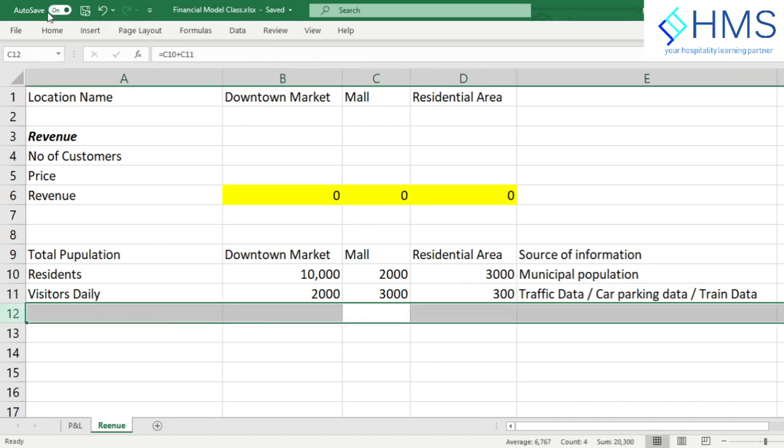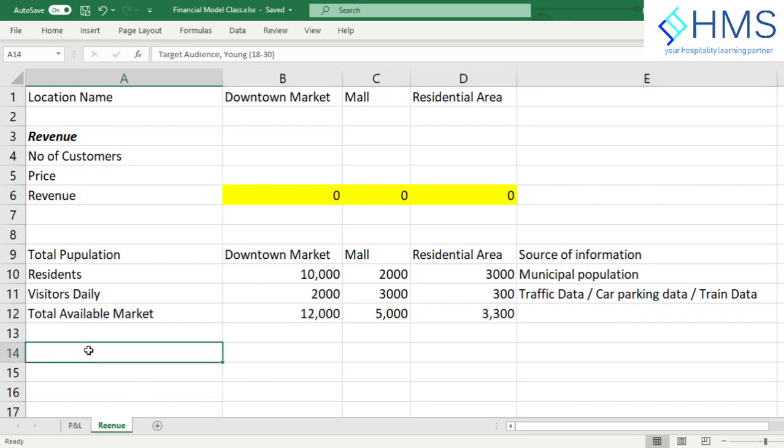The next thing you want to do is to get a total. So this will become your total addressable market, right? After this addressable market, what we need to understand is what is our capture market, what is the target market that we have, and how much of this population is our target market, right? So that will give us the total addressable market.